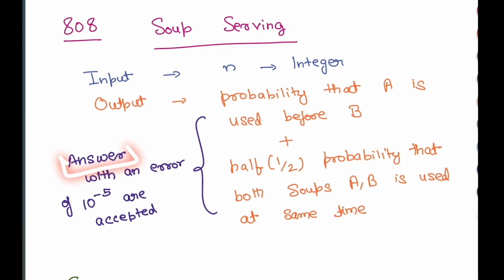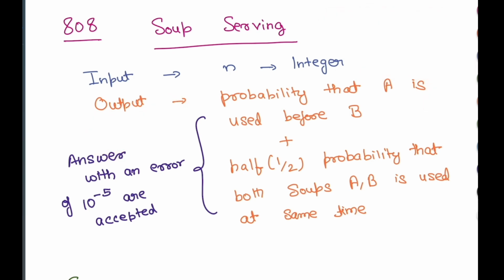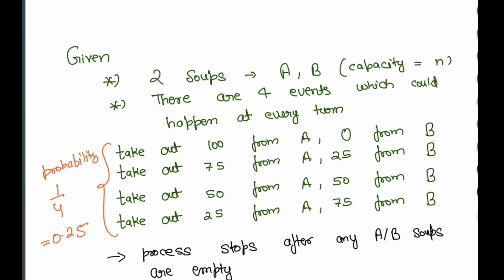So our answer, that is the probability, can have an error up to 10 to the power minus 5. That is, if the probability we want to find is equal to 0.99999, then we can call it 1, because the difference between 0.99999 and 1 is about 10 to the power minus 5. And the question says that an answer with an error of 10 to the power minus 5 is accepted. Now this is going to be very important information for us when we are actually solving the problem.